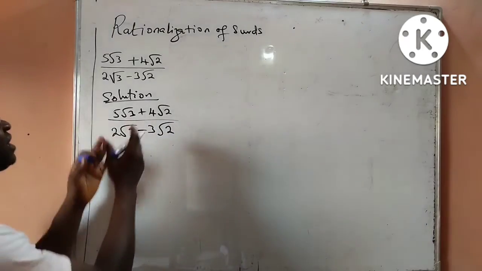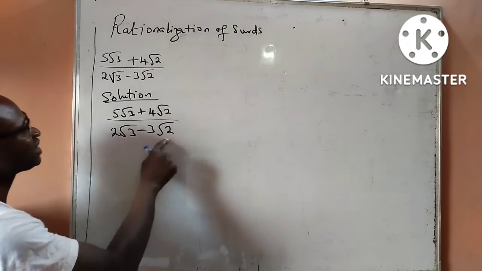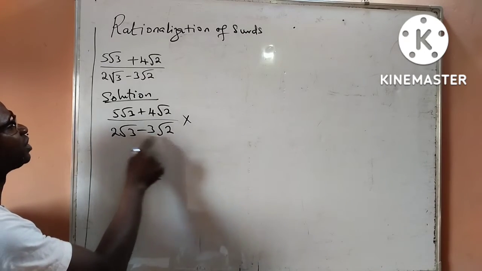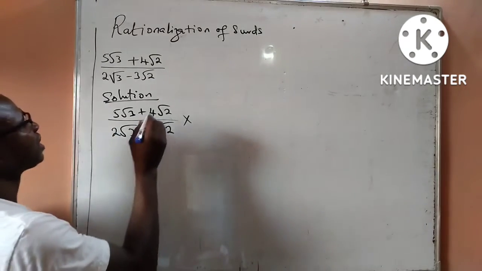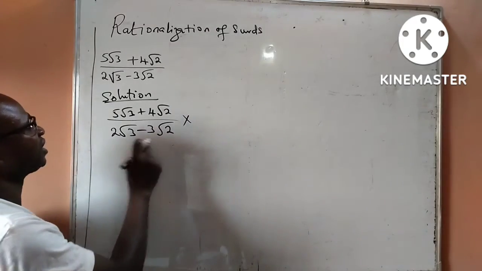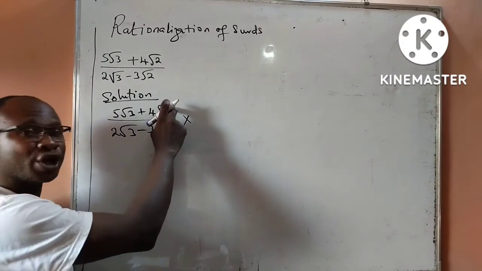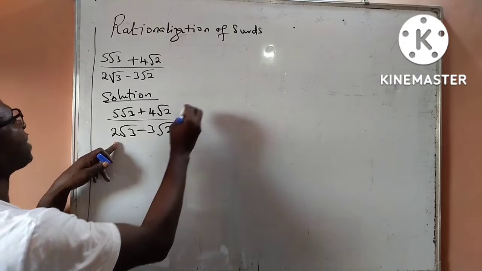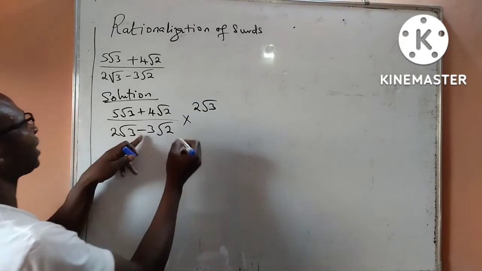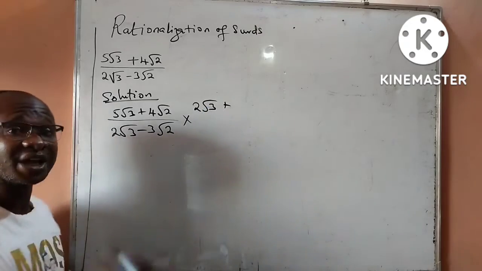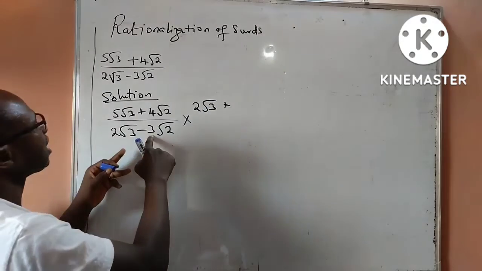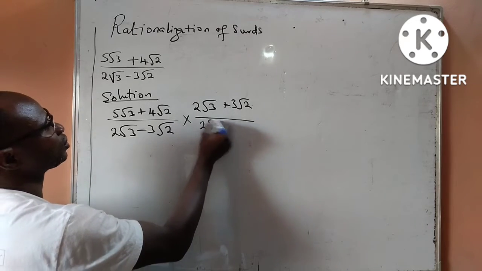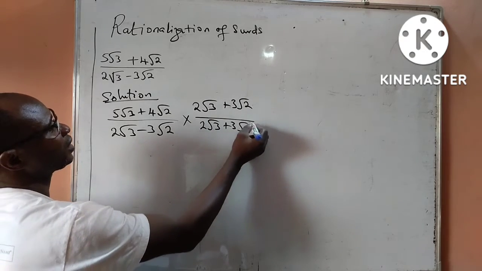Beautiful. To rationalize this means to conjugate the denominator, and by conjugation, we simply change the sign in between the two surds at the denominator, and we will use the conjugated surd to multiply both the numerator and the denominator. That is rationalization. So conjugating this denominator, it will give me 2 root 3. The minus changes to plus, and if it is plus, you change it to minus. It becomes then 2 root 3 plus 3 root 2.